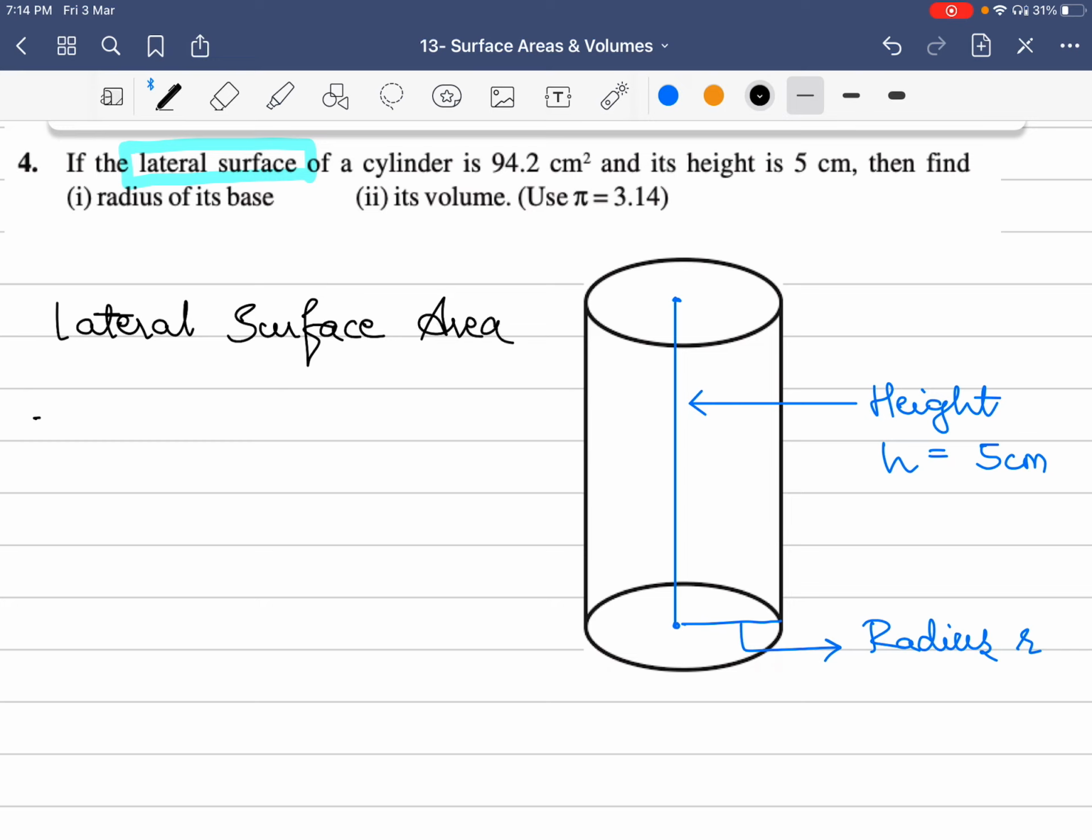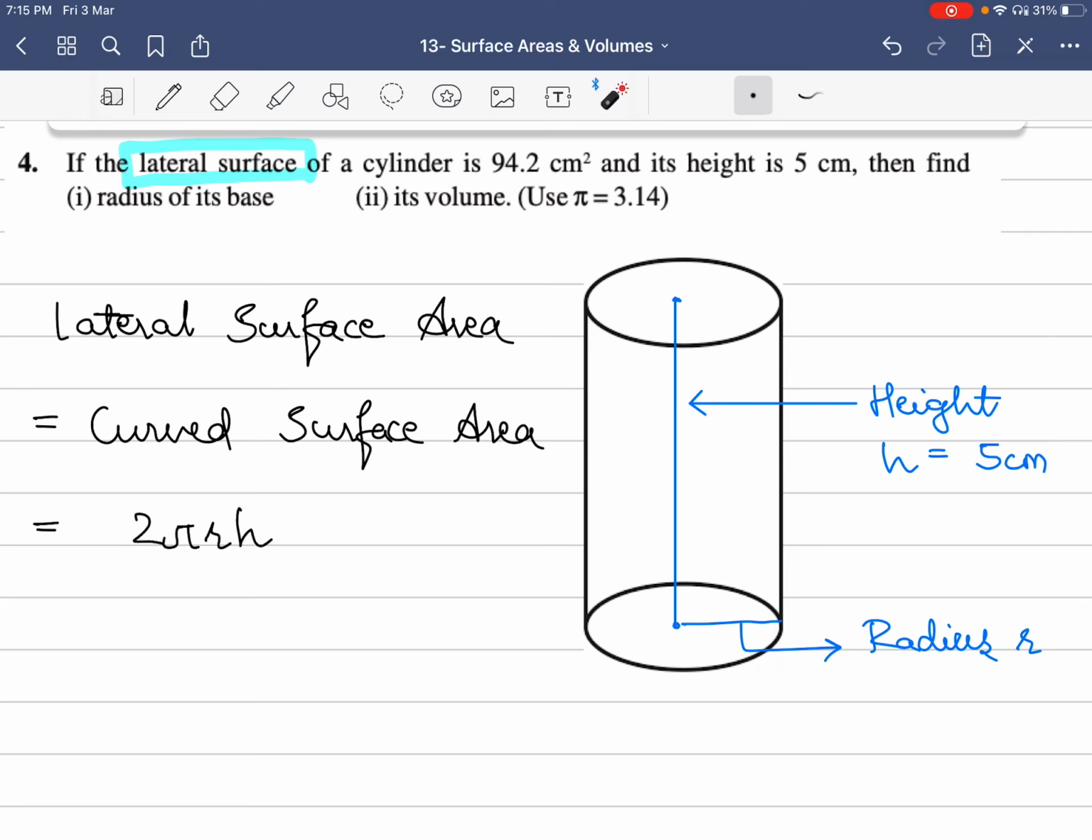Lateral surface area is equal to curved surface area. It's just two different names, but it means the same thing. And what is the curved surface area of the cylinder? What is the formula? It is the perimeter or circumference, that is 2 pi r, into the height h. So that is equal to 2 pi r h. This is the formula to calculate the curved surface area of a cylinder.